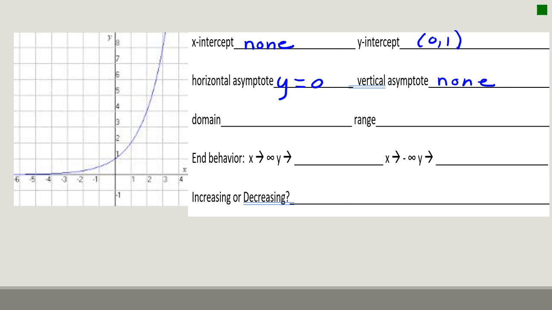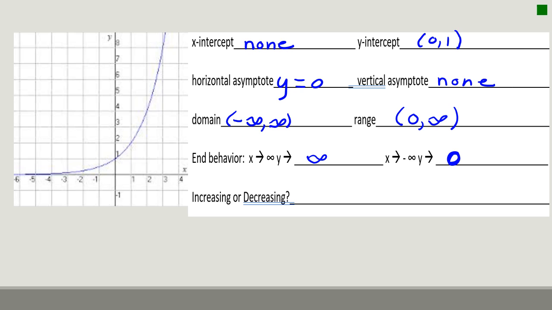The domain is going to be all real numbers, so -infinity to infinity. The range is going to be restricted by our asymptote, so it's going to be greater than 0. Our end behavior, as x goes to infinity, y is going off to infinity. As x goes to -infinity, so it goes this way, y goes to 0. So y gets closer and closer to 0.